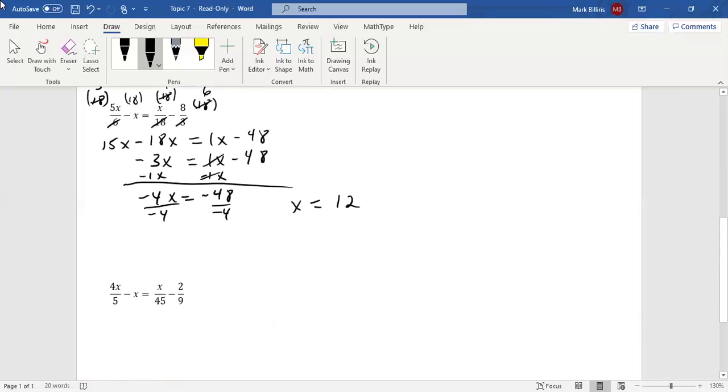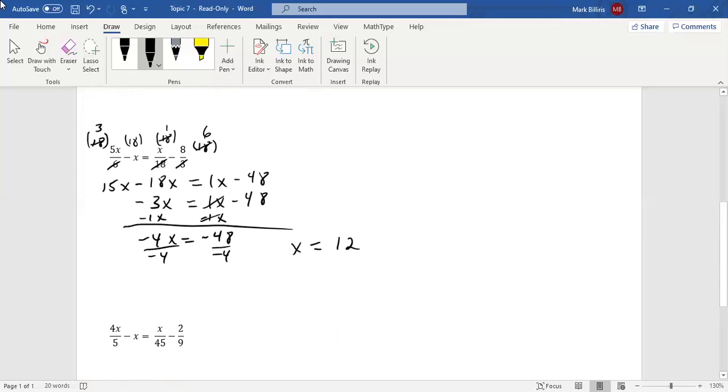Let's do one more, just like that one. So here we have 4x over 5 minus x equals x over 45 minus 2/9. So we find the least common denominator, which in this case is 45. So we're going to multiply every term by 45. So I'm putting 45 in the numerator of each term.